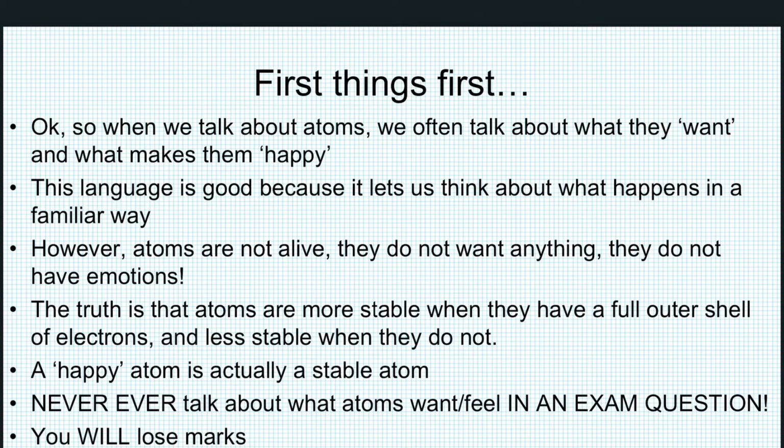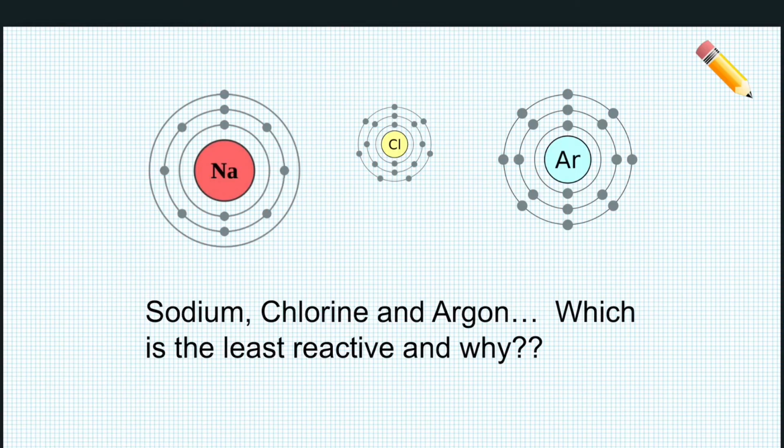So atoms move towards being more stable, so they move towards having a full outer shell of electrons. They do not want anything. So we've got 3 atoms here, sodium, chlorine and argon. We're asking which is the least reactive and why? Well, argon is the least reactive because it has 1, 2, 3, 4, 5, 6, 7, 8 outer shell electrons. There are 8 outer shell electrons, so that is a full outer shell.